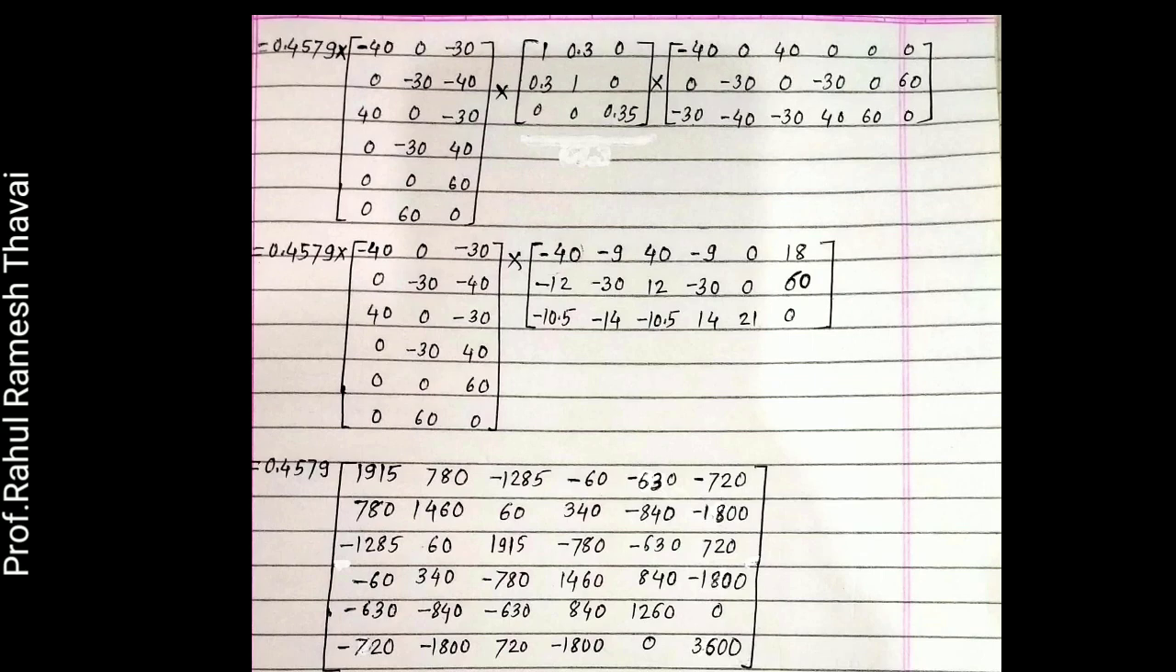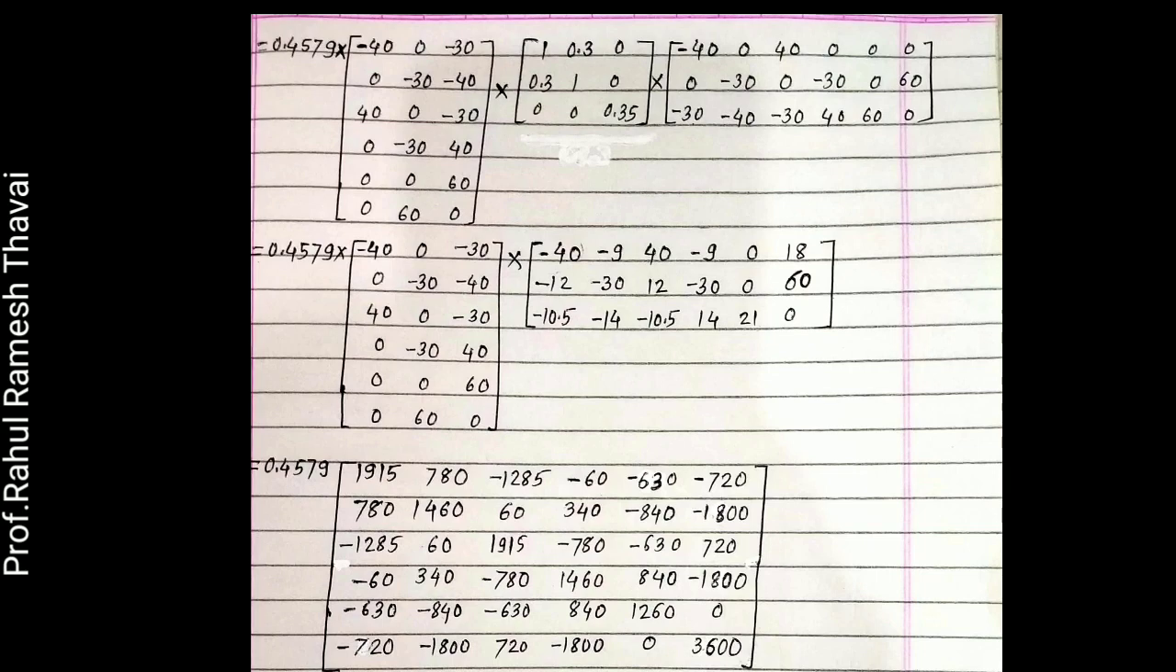Next, I will go for second row multiplied by third column, that is 0 into 40 plus minus 30 into 12 plus minus 40 into minus 10.5, that is 60. Next, I will go for second row multiplied by fourth column, that is 0 into minus 9 plus minus 30 into minus 30 plus minus 40 into 14, that is 340.